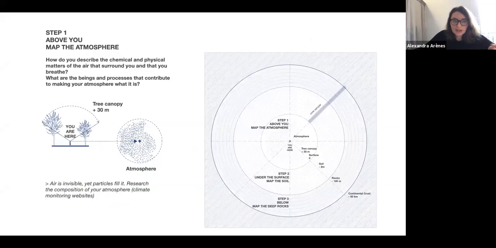In the first step, the idea is to map the atmosphere, what is above you. We also wrote some questions to help you map it. You can answer this question first, and then try to draw it in the first circle of the atmosphere. How do you describe the chemical and physical matters of the earth that surrounds you and that you breathe? What are the beings and processes that contribute to making your atmosphere what it is? Air is invisible, and yet there are particles everywhere. You can also research the composition of your atmosphere with, for example, climate monitoring websites.